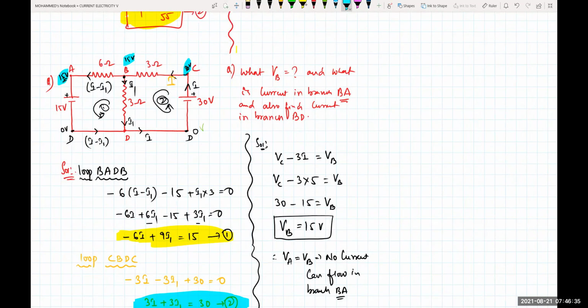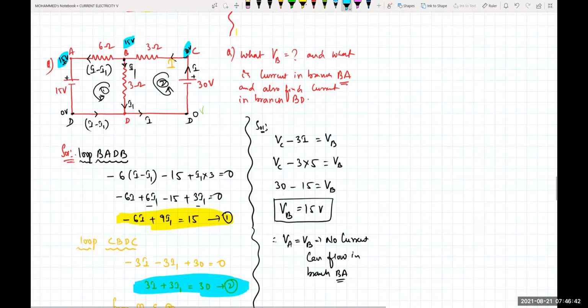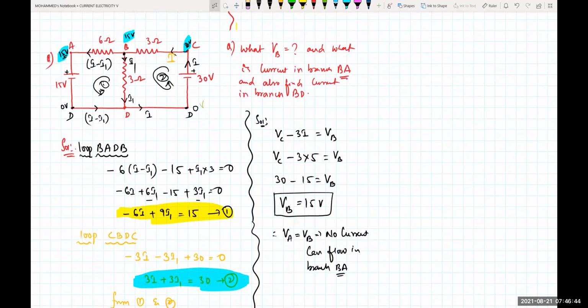The potential at A is also 15. So when there are equal potentials, obviously we can say that there will be no current from A to B. As VA is equal to VB, no current can flow in the branch B to A. Is that clear?